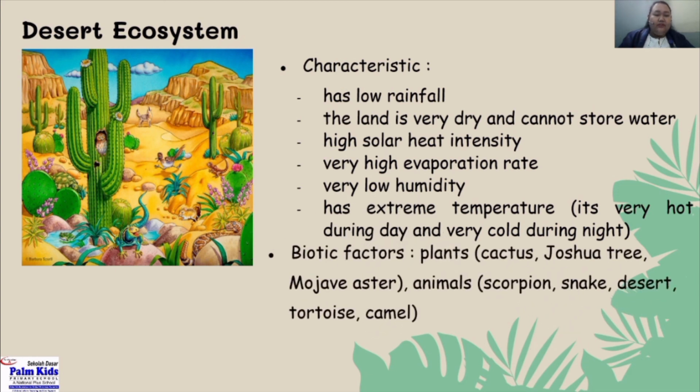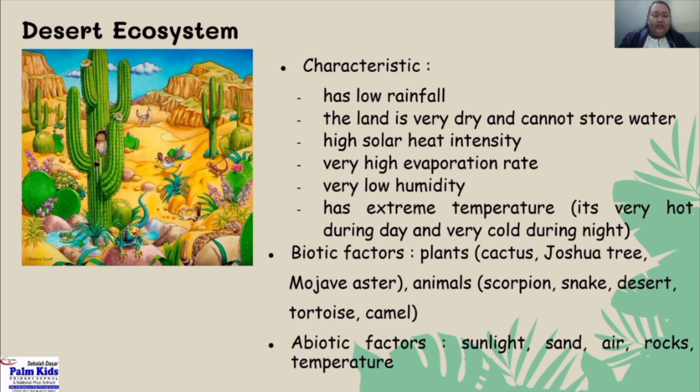Okay, for biotic factors, plants are cactus, Joshua tree, Mojave aster, and then the animals are like scorpion, snake, desert tortoise, and camel. Abiotic factors are like sunlight, sand, air, rocks, and then the temperature.